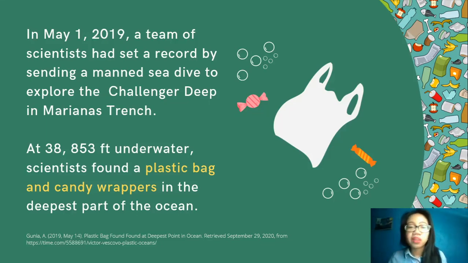That man went 38,800 feet underwater and found four new marine species. But aside from those new species, he found a plastic bag and candy wrappers. So human trash or waste is located in the deepest, darkest part of the ocean. You know that our waste problem is so bad when we have already littered the deepest part of our ocean. And that's what we're going to talk about today: waste.